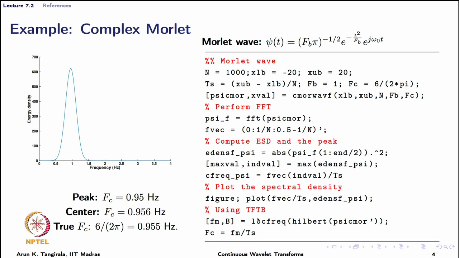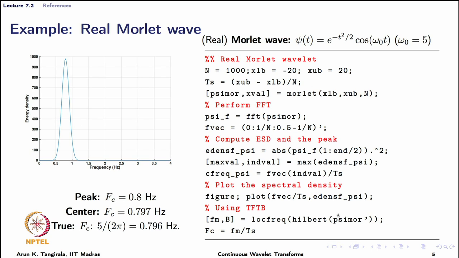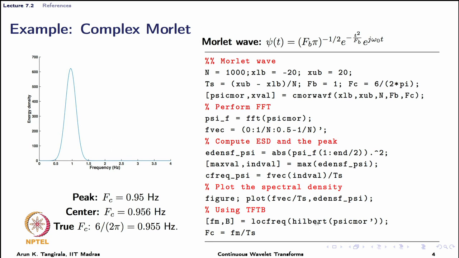And to compute the true center frequency, we use the LOCFREQ routine from the time frequency toolbox, where I take the Hilbert transform of the complex Morlet wave. Here I should caution you that strictly speaking you should be vectorizing the psi CMOR, not taking the transpose. So, that is a small typographical error here.